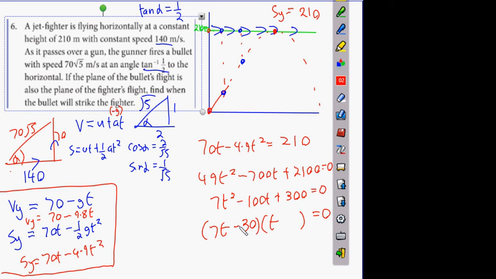And is it minus 300 plus 300? Minus 10. Yeah, so that works out. And then you're going to get 7t minus 30 equals 0, t minus 10 equals 0, t equals 10, or t equals 30 over 7. Which one is it?